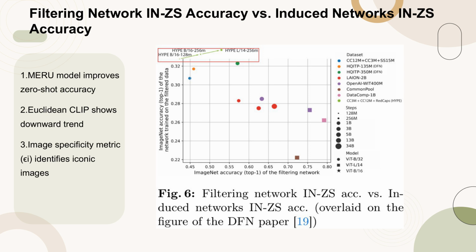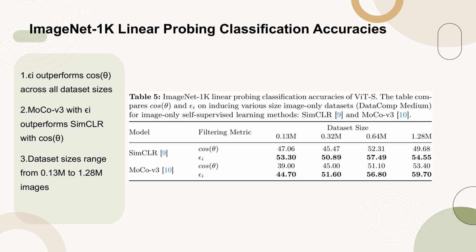Table 5 presents the ImageNet-1K linear probing classification accuracies for the Vision Transformer Small (ViT-S) model, comparing two filtering metrics, cos θ and I. The dataset used is the DataComp medium, which varies in size from 0.13 million to 1.28 million images. The self-supervised learning methods evaluated are SimCLR and MoCo v3.